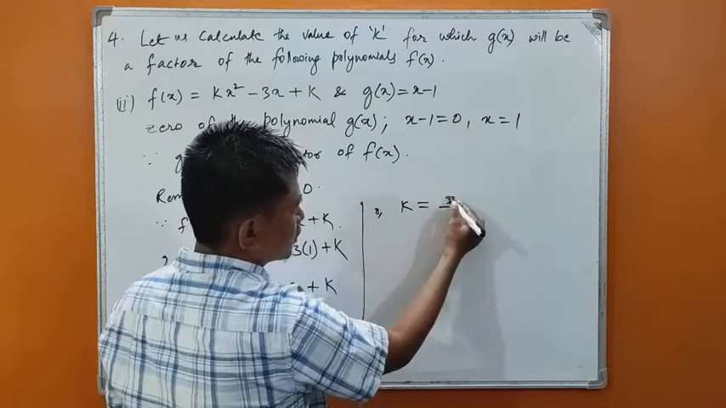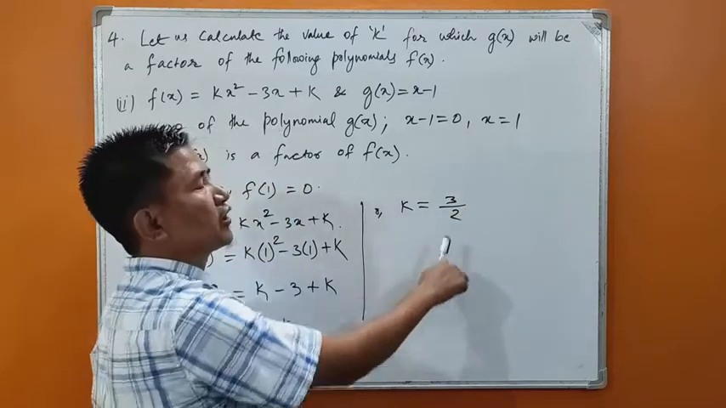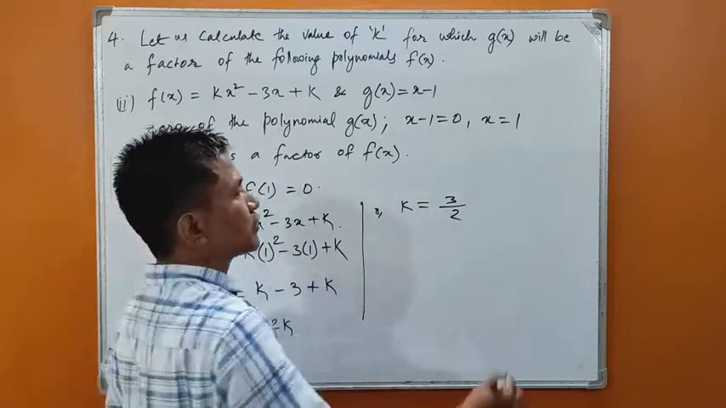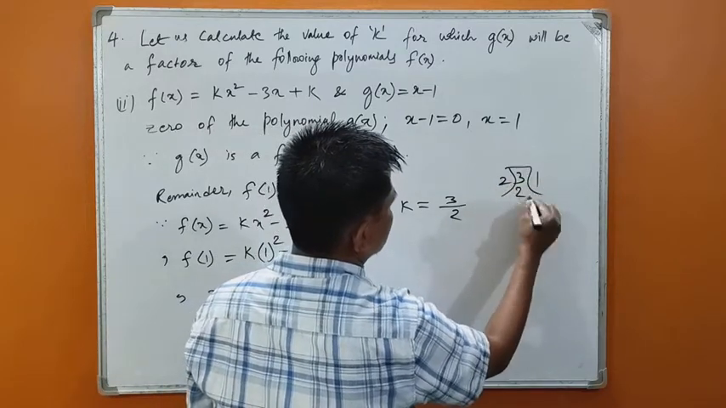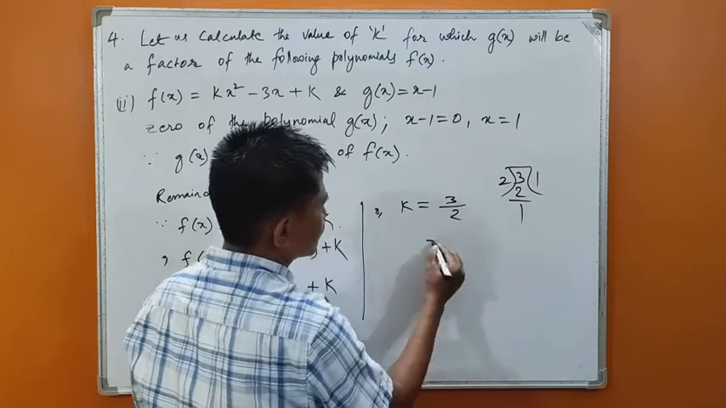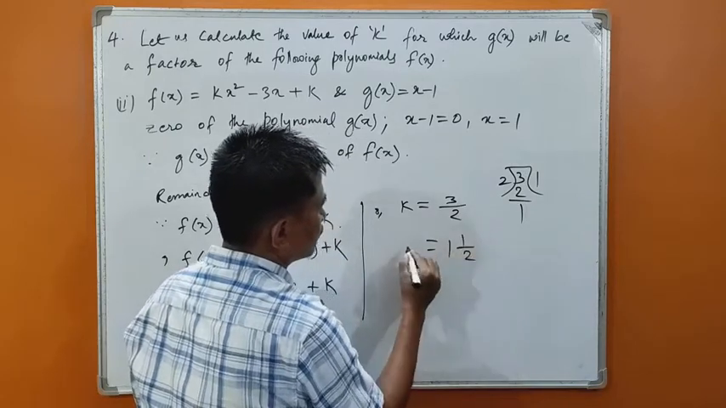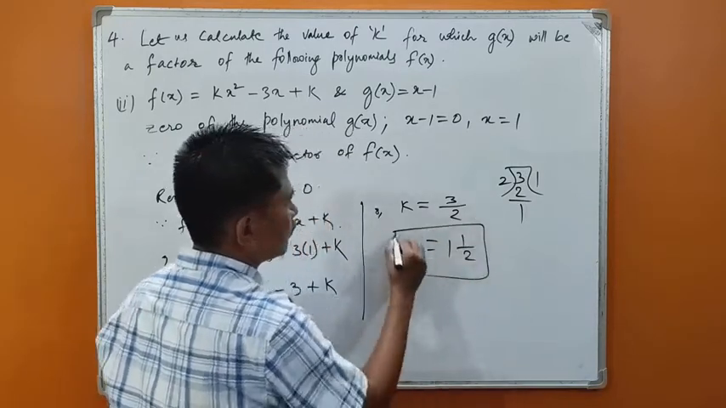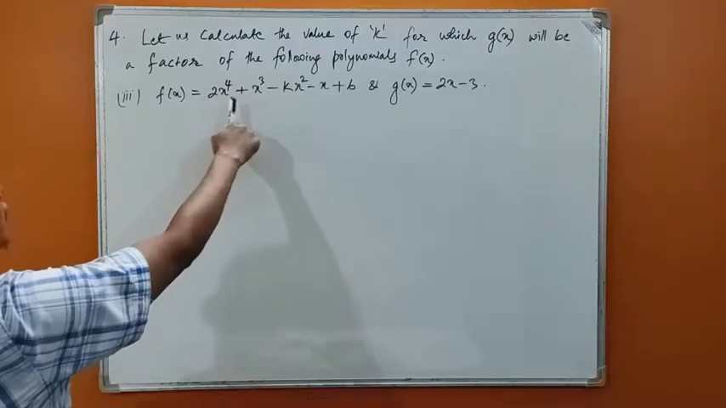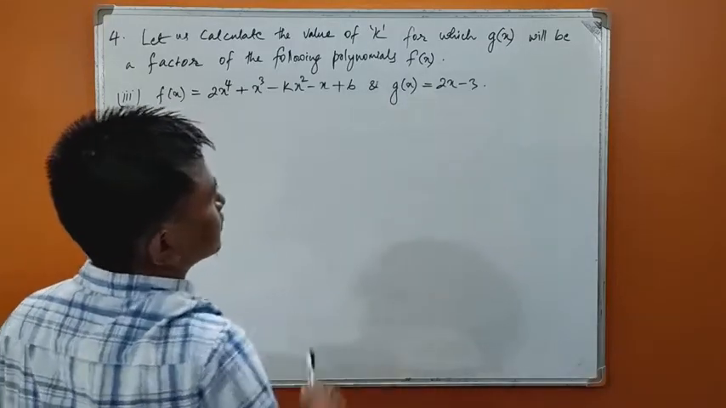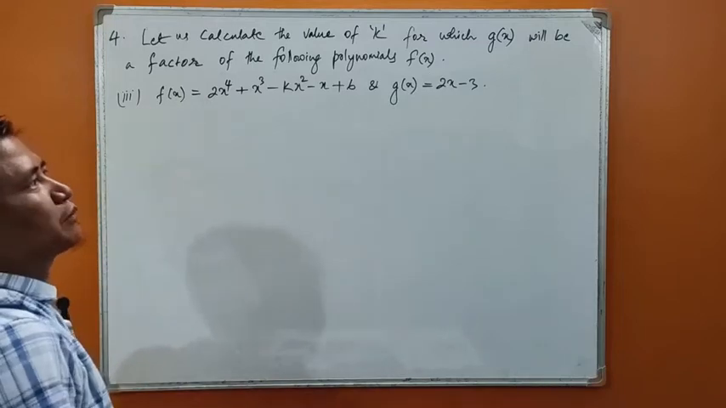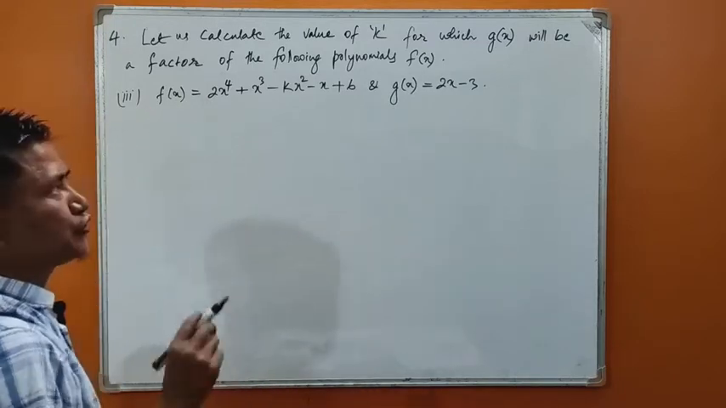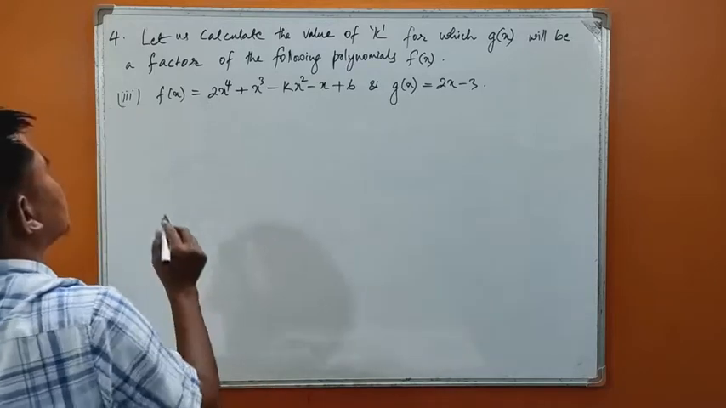Now this is an improper fraction because the number in the denominator is smaller than the numerator, so we convert this into a mixed fraction. 2 ones are 2, 3 minus 2 is 1, so we write 1 whole 1 upon 2. The value of k is 1 whole 1 upon 2. Fx is this expression and gx is this expression, and gx is a factor of fx, isn't it? So that means the remainder should come 0. The remainder should be 0, okay?